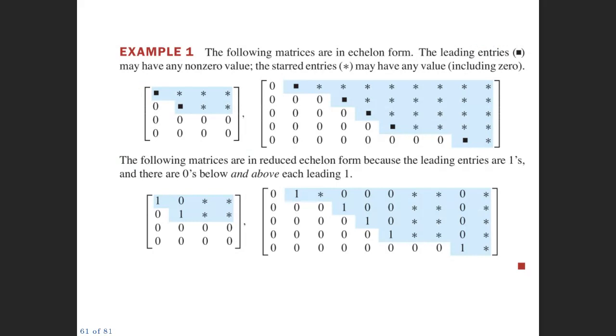And here's an example from, I think, your textbook or perhaps a different textbook. The first two matrices here are in row echelon form. Here, the black square could be any number which is not 0. The asterisks, the stars, could be any number, 0 or non-zero number. The third and fourth matrices here are in reduced row echelon form because the leading entries or the pivots are all number 1. Above and below each leading one, we have zeros.